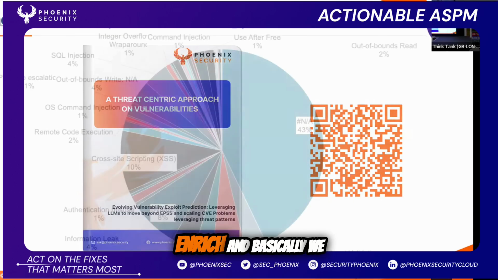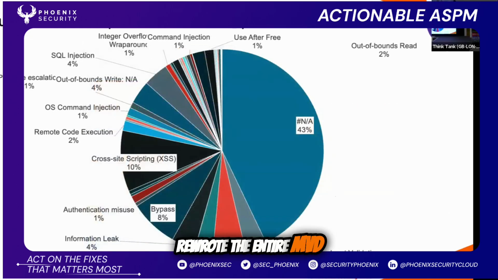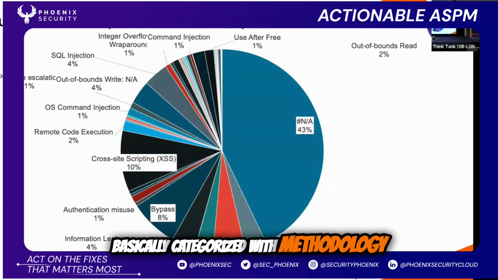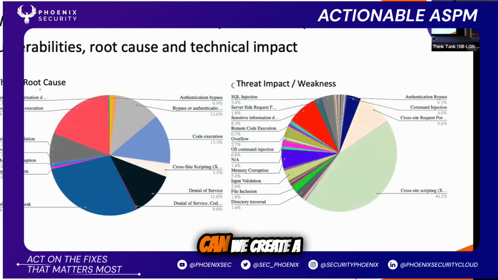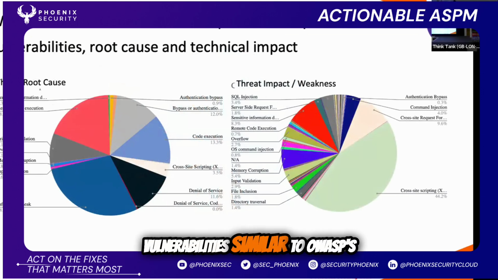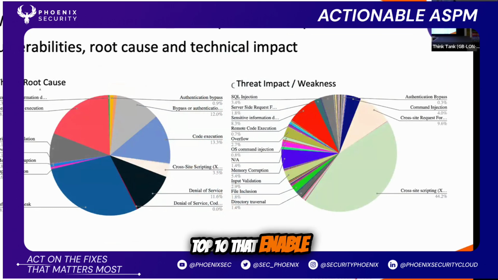So we're going to enrich, and we rewrote the entire NVD to fill the gap of that 50% of vulnerabilities that weren't categorized with a methodology of attack. Fundamentally, what we did is ask: can we create a data set of common vulnerabilities, similar to OWASP Top 10, that enables us to characterize the vulnerabilities in the NVD or whatever we can see?